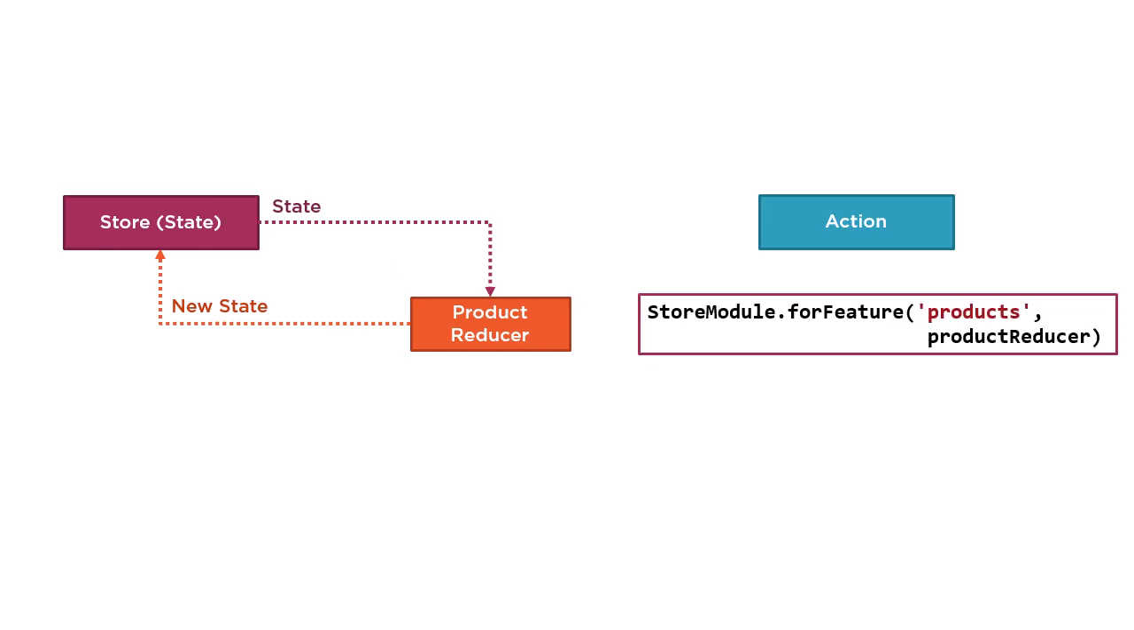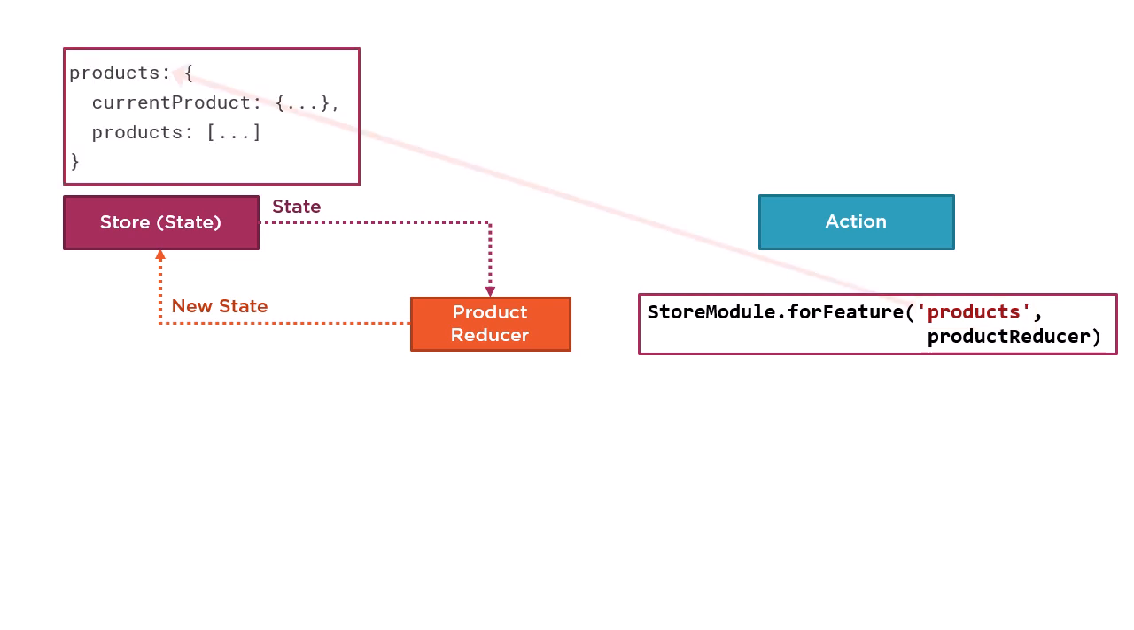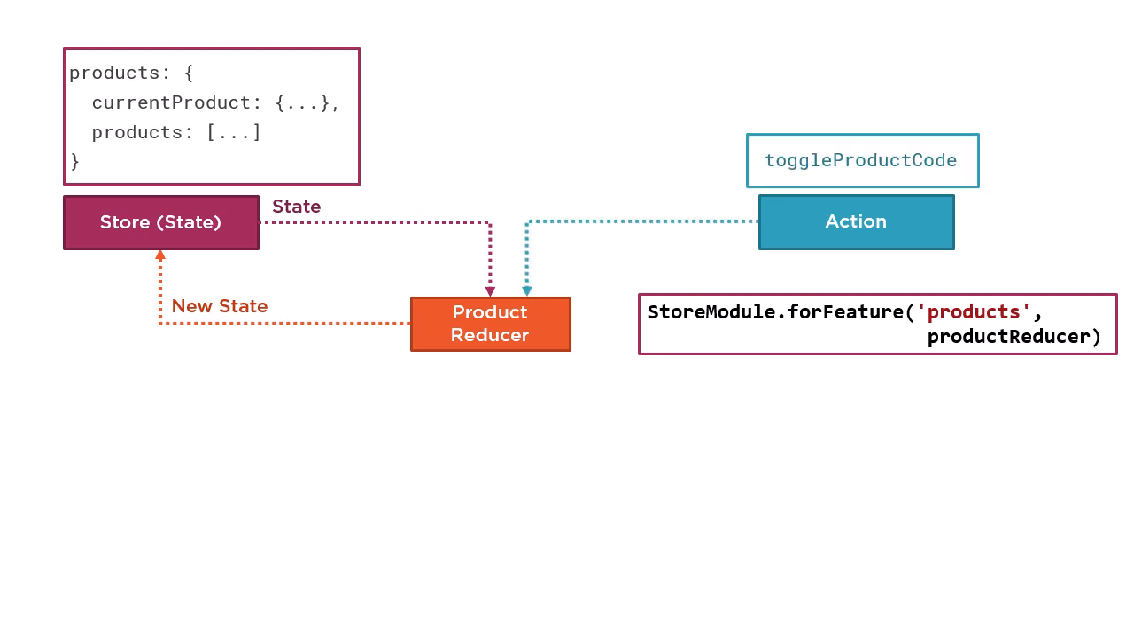We registered our product's reducer in the product feature module when we initialized the store, so our product's reducer represents the product's slice of state. Let's say our product slice of state includes the data for the currently selected product and the list of products for display in the product list. The user clicks on the Display Product Code checkbox and the Toggle Product Code action is dispatched.